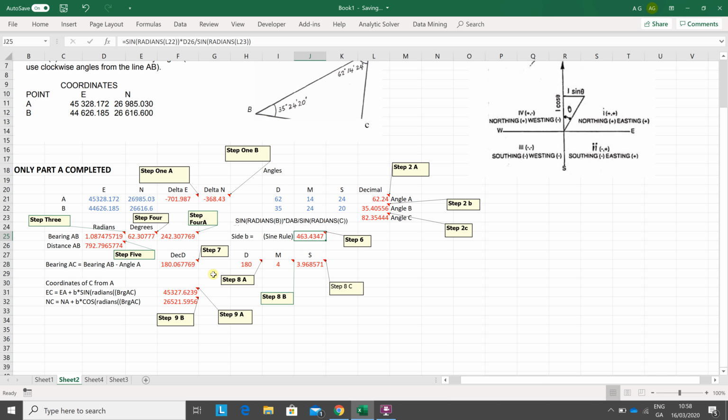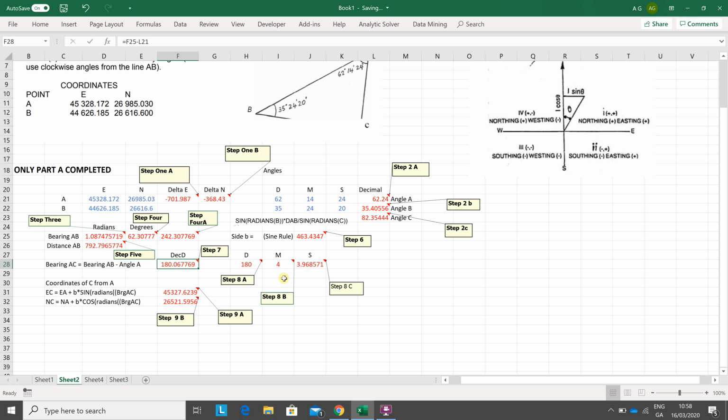That's step 6. Step 7 coming up here. The bearing AC is just F25 minus L21. So there is F25 and L21 is there. That's okay.